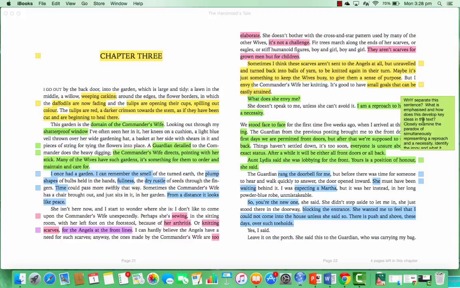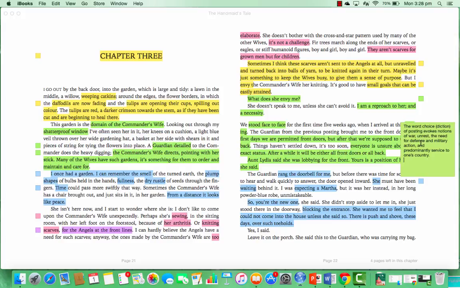So first of all, why separate the sentence, "What does she envy me?" What is emphasised and how does this develop key ideas in the text? Closely examine the paradox of simultaneously representing a reproach and a necessity. Identify the irony and what it reveals about this world's experience of reproduction, control, and choice. And again, the ways that women are encouraged to perceive and judge each other, to compete, and to be deemed failures and successes based on their ability to reproduce.